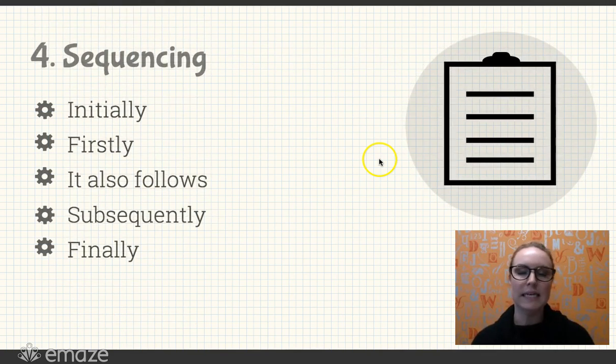Okay, number four, sequencing vocabulary. This is quite handy in a persuasive essay in particular, but you can still use these in an analytical essay to try and sequence your arguments if you have, in particular, a very long and detailed paragraph. So words like initially, firstly, it also follows, subsequently, and finally can just help to signpost what you're talking about.